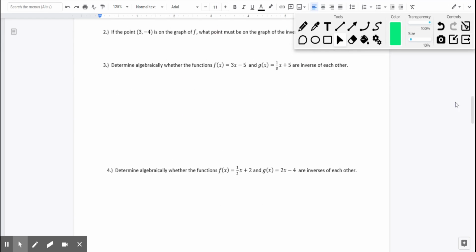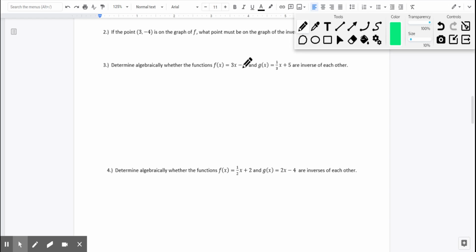Okay, I have 2 examples where we're going to do some algebra down here. So we want to determine algebraically whether these are inverses of each other. When you look at them, it looks like they have the potential to be inverses because you have times 3 and you have times 1/3 or divided by 3. Those are inverse operations. -5 and +5 are inverse operations.